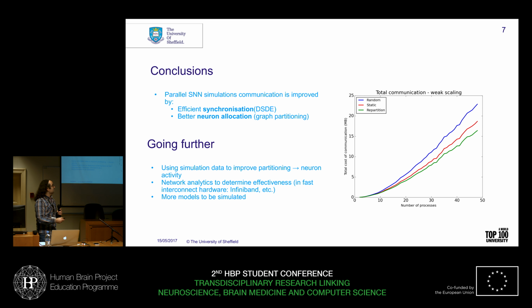I'm running out of time, but I think I've reached where I wanted to reach. We've basically shown how, in parallel SNN simulations, communication can be improved by making the communication pattern more efficient, particularly using dynamic sparse data exchange, and also by better neuron allocation using graph partitioning. We have much more work to do, but we could discuss that later.